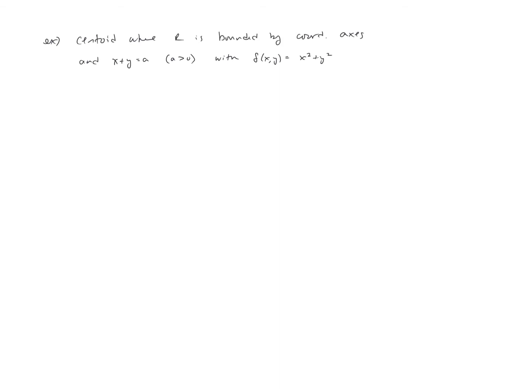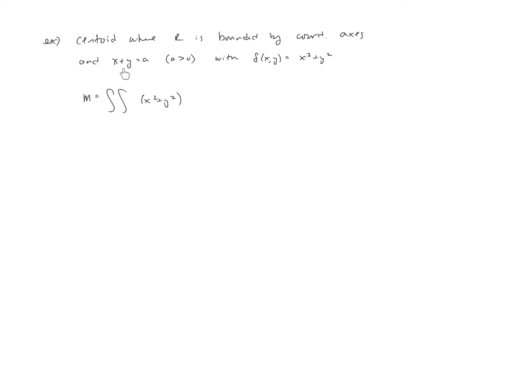All right, so in the first example, we're going to find the centroid where R is bounded by the coordinate axes and x plus y equals a, with a density function of x squared plus y squared. So to get this thing going, first things first, to find x bar and y bar, you're going to need 1 over m. So let's start with m. M is going to be that double integral, and then we just drop in the density function, x squared plus y squared there. And then our focus is solely upon the dy dx or dx dy and the bounds.